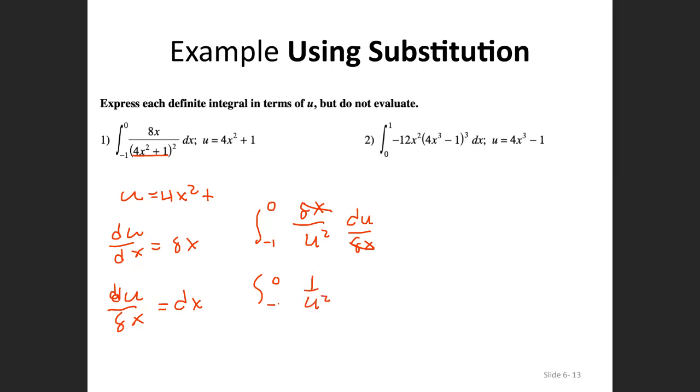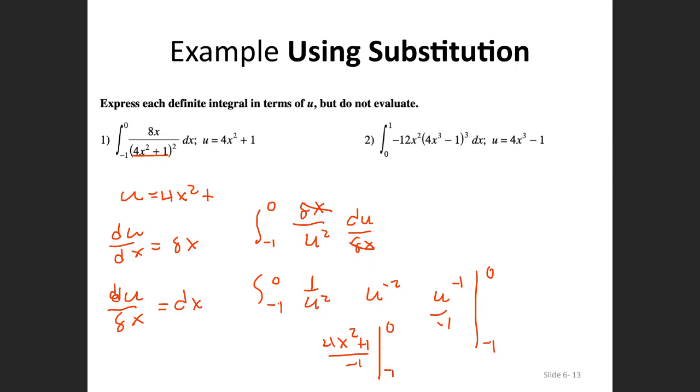Well, I can take an integral of that. That is going to be u to the -2nd. And if I take the integral of that, what do I have? u to the -1 over -1, and that's on the interval from -1 to 0. But I still have to replace the u. So that's going to be 4x squared plus 1 over -1 from -1 to 0.